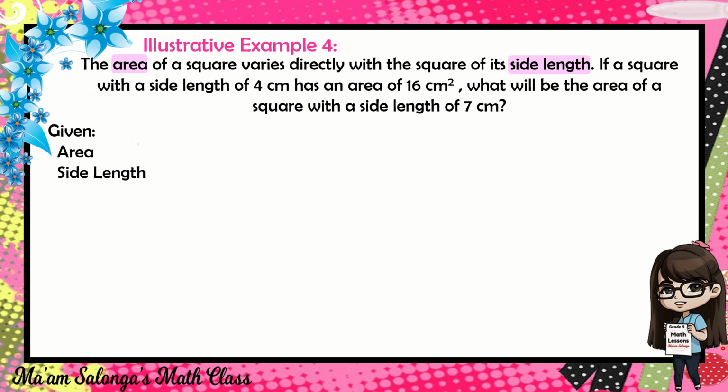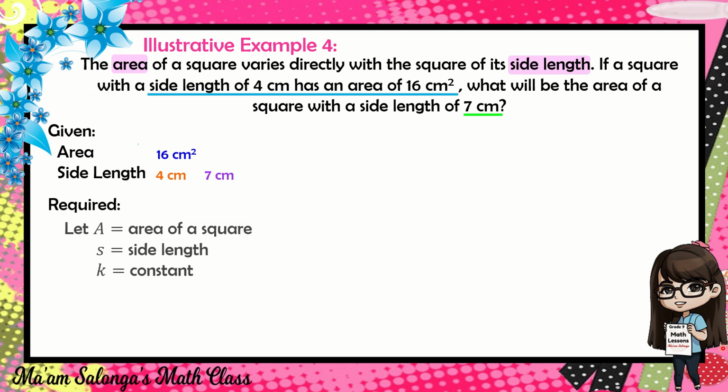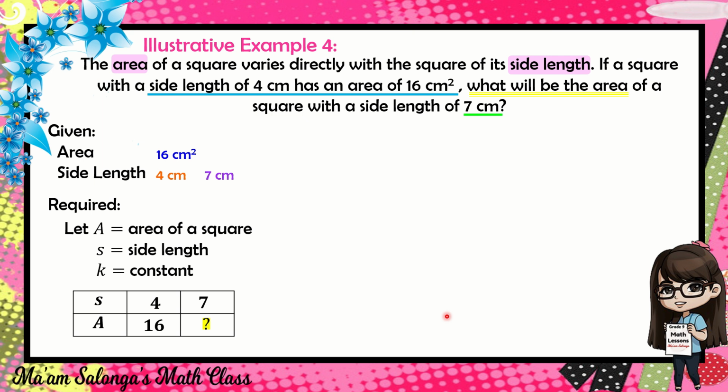So given, kunin natin yung mga binigay na quantities. So ang side length daw ay 4 cm at ang area is 16 square centimeters. And then the next one, 7 cm, that is the side length. Then the unknown is the area of a square. So let's denote the area of a square by A, side length by S, constant by K. Then create a table. A is the dependent variable and S is the independent variable. At ang unknown nga ay yung area, so we will put the question mark here. At ilalagay natin sa table yung mga values na ito na nakuha natin sa given. So, 4, 7, and 16.